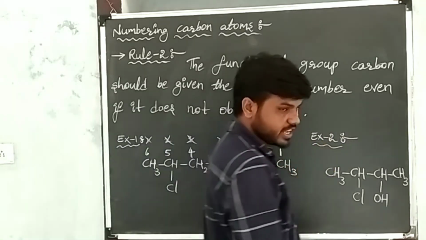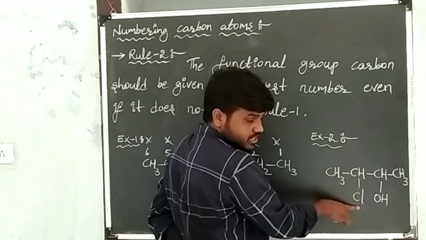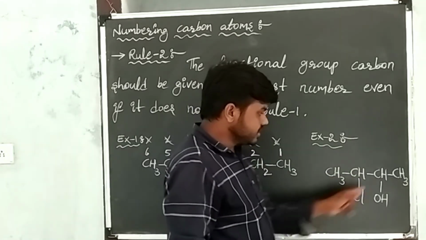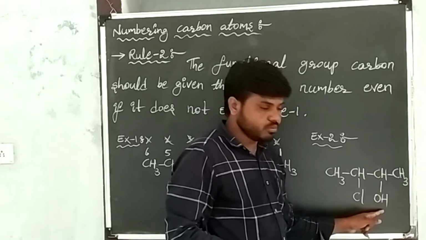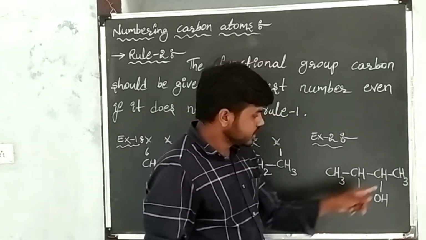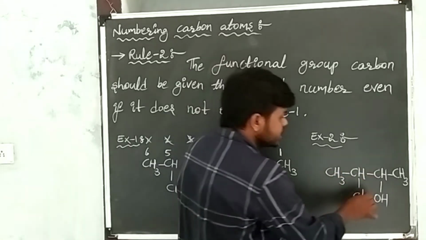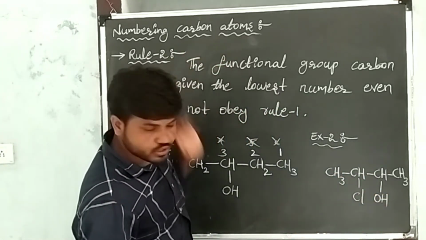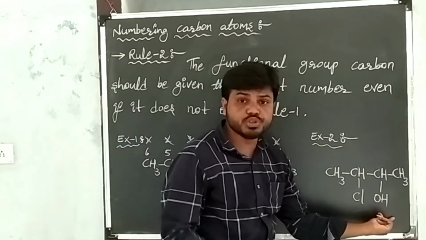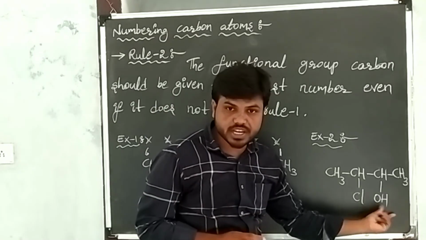Now see another example. In this, at this carbon one substituent is there, that is chlorine. At this carbon one functional group is there, that is alcohol. At this carbon one substituent is there, that is chlorine. At this carbon one alcohol is there, that is the functional group, right? Now according to rule 2, this functional group should get the least number.